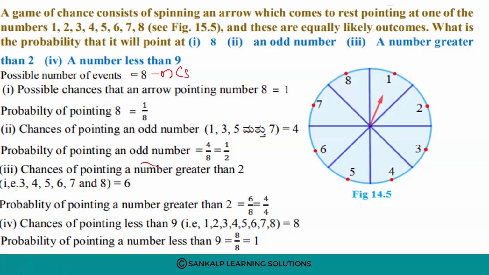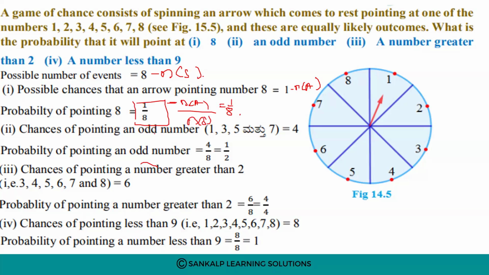N of S. First one, pointing at 8. Possible chances that an arrow points at 8: only one number is there, so only one chance. That means I will consider it as n of 8. So the probability of pointing at 8 is n of 8 divided by n of S. So n of A is 1 divided by 8, right? So this is the probability of pointing at 8.